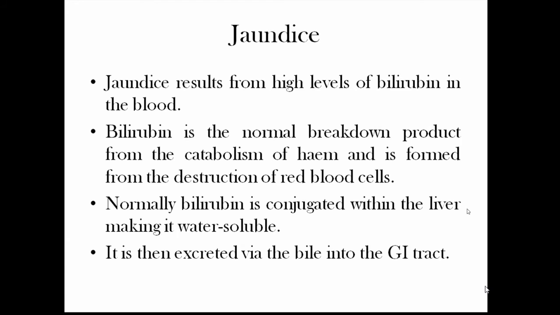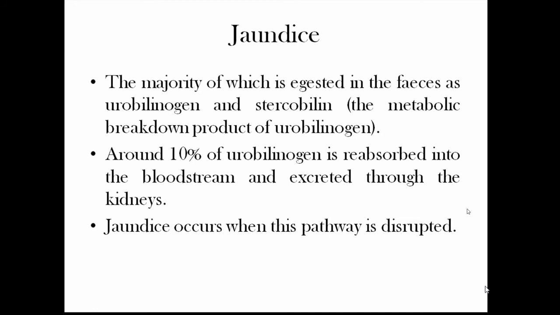So bilirubin is a normal breakdown product from the catabolism of heme and is formed from the destruction of red blood cells. Normally, bilirubin is conjugated in the liver, making it water soluble. It is then excreted into the GI tract. The majority of which, in the biliary tract, the bilirubin is converted to urobilinogen or stercobilinogen, or stercobilin. Okay, so these are excreted. So 10% of urobilinogen is reabsorbed or recirculated. So bilirubin goes into the intestines, and the normal flora of the intestines break bilirubin down to stercobilin and urobilin, the stercobilinogen or urobilin. And urobilin is recirculated and goes back to the liver.